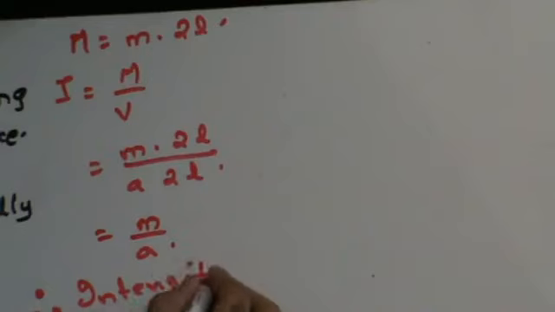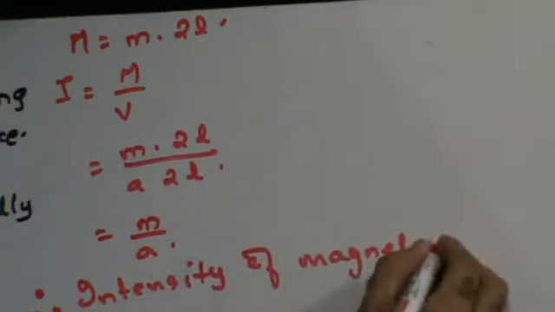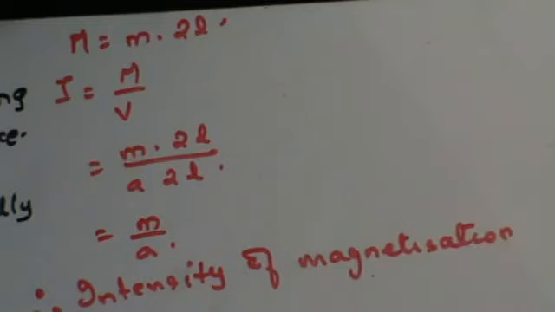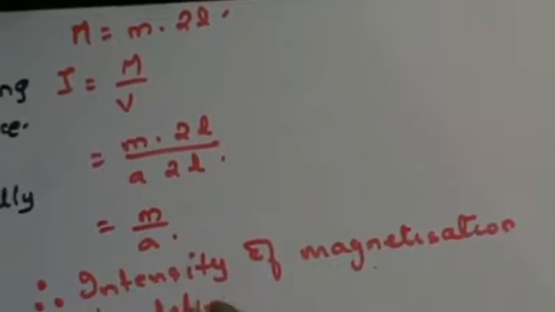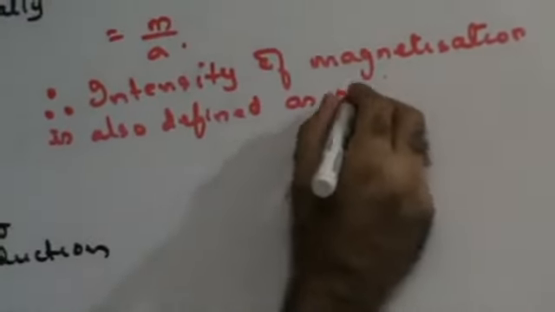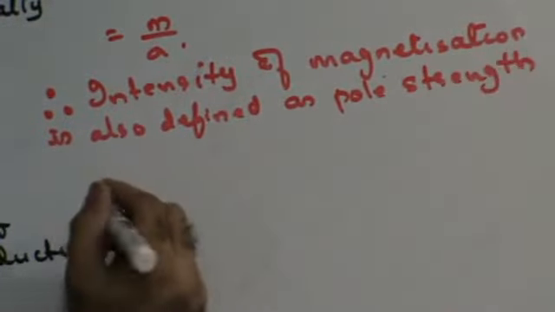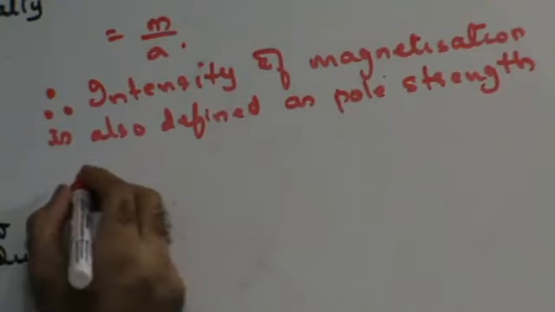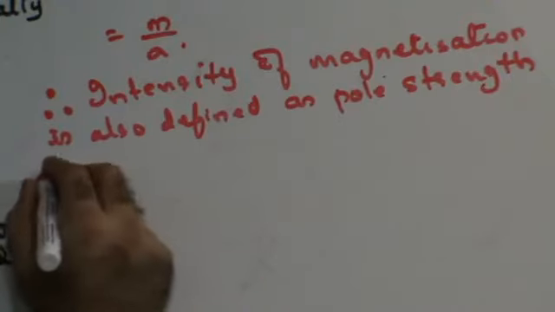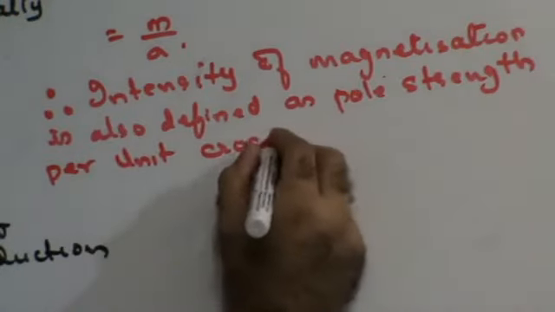Therefore, intensity of magnetization is also defined as pole strength per unit area, per unit cross section area.